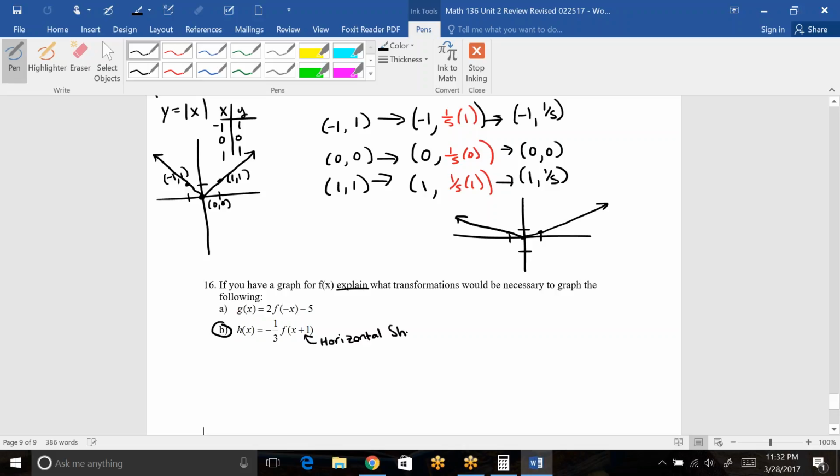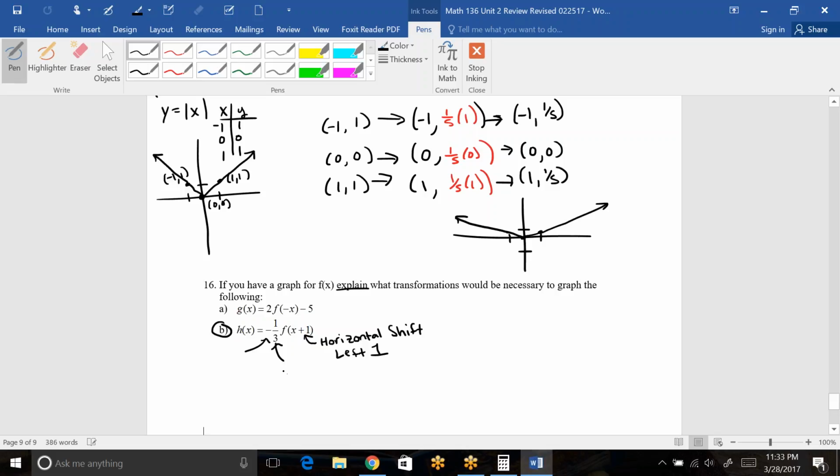So I'm just labeling this and then I'm going to write a nice sentence. In a horizontal shift, you always do the opposite of what you see because it's happening inside the parent. So since that's a +1, we actually think -1. That means we move to the left 1. Now there are 2 things happening outside of this function: the negative sign and the 1/3. They are actually 2 different types of transformations.